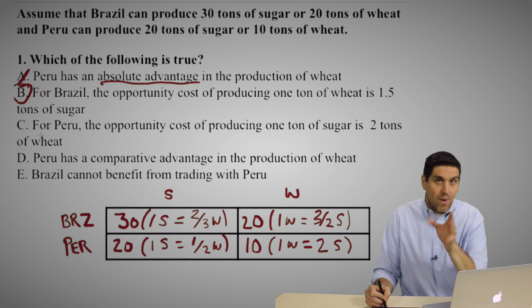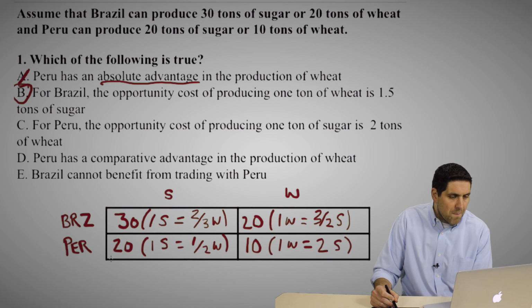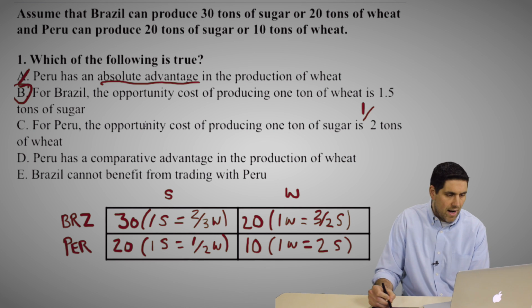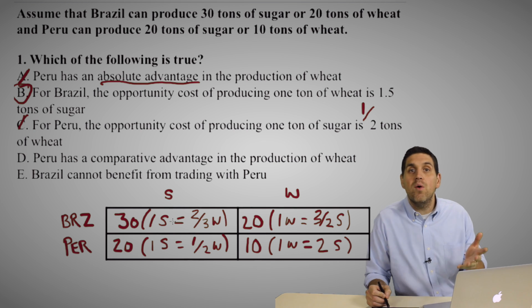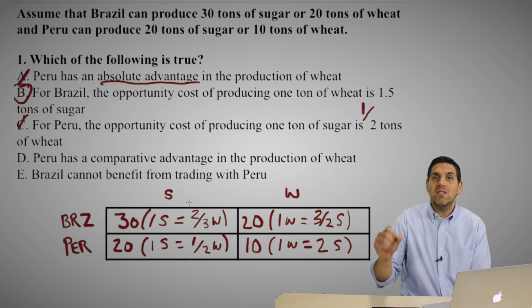Now, that's the right answer, but let's keep going through the question to verify that we understand what's going on. For Peru, the opportunity cost of producing 1 ton of sugar is 2 tons of wheat. For Peru, no, it's 1/2. So if this said 1/2, then that would be the right answer, so that's incorrect. So cross out C. Peru has a comparative advantage in the production of wheat. All right, let's figure out who has a comparative advantage, because we're going to need that for the second question anyways. So who has the lower opportunity cost?